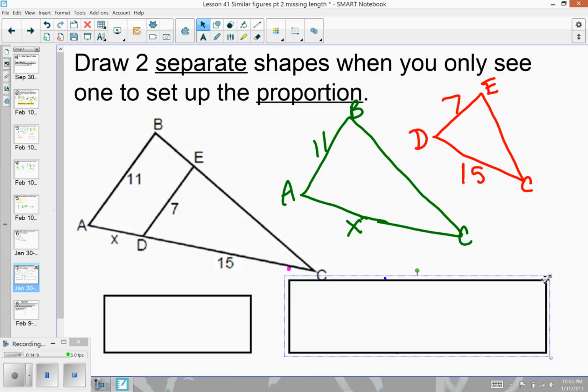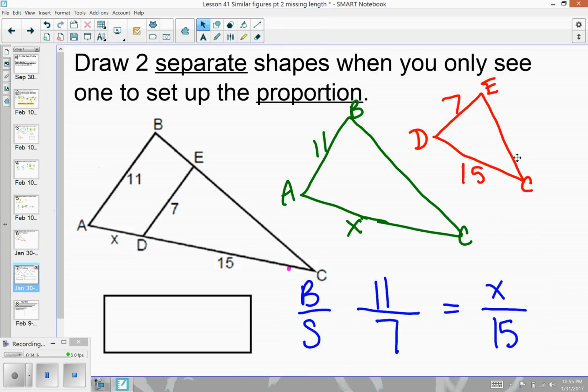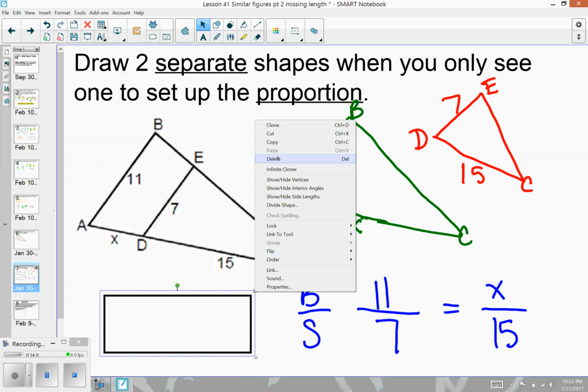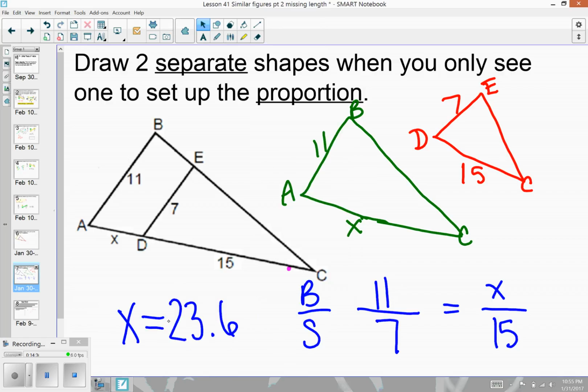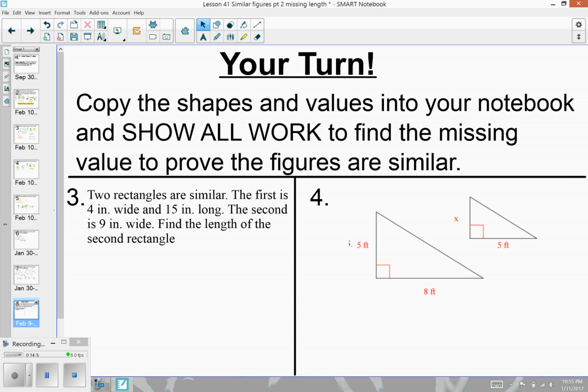So setting up the proportion, I'm going to say that big shape to small shape, we have 11 over 7 is the known. The unknown is x over 15. And when we solve it by cross multiplying, you're going to find then that x is going to be equal to 23.6 in this case. All right. Well, hopefully those examples helped you.